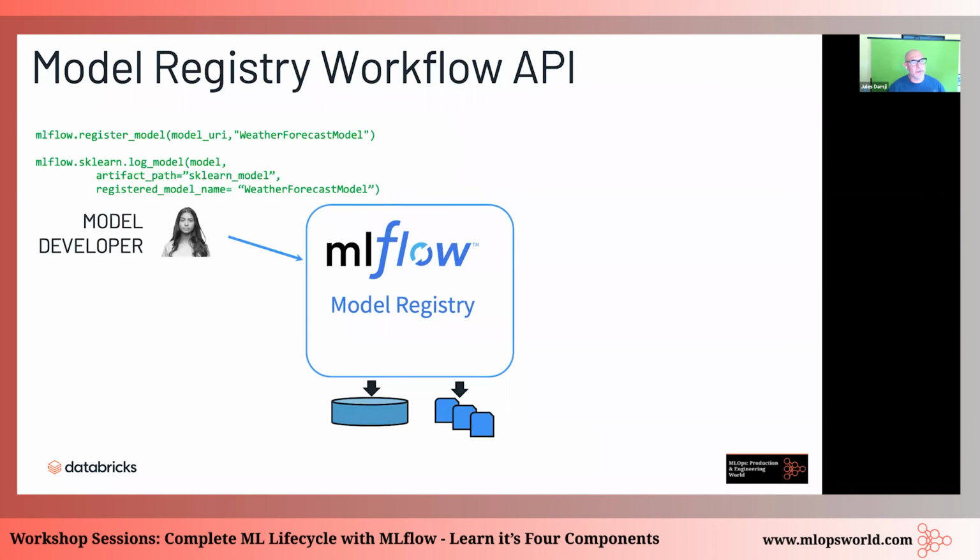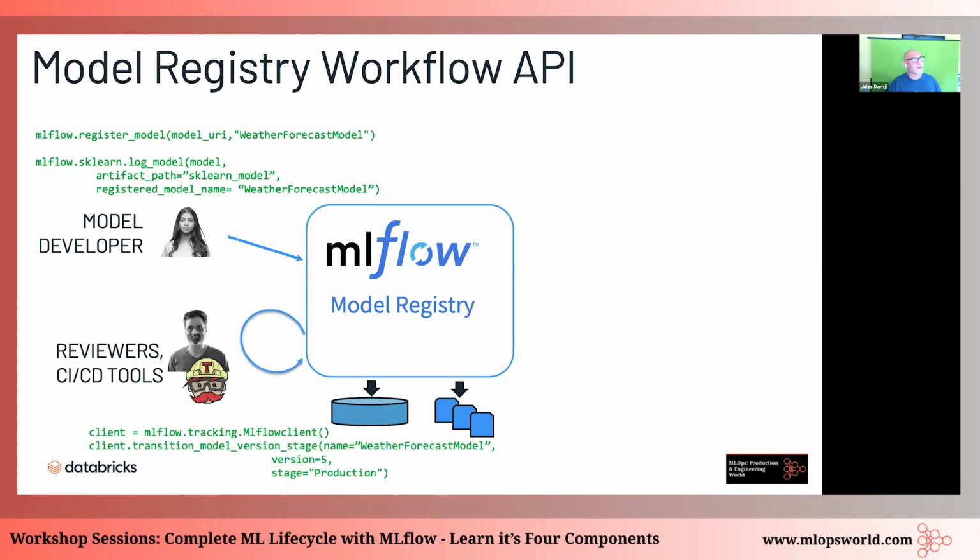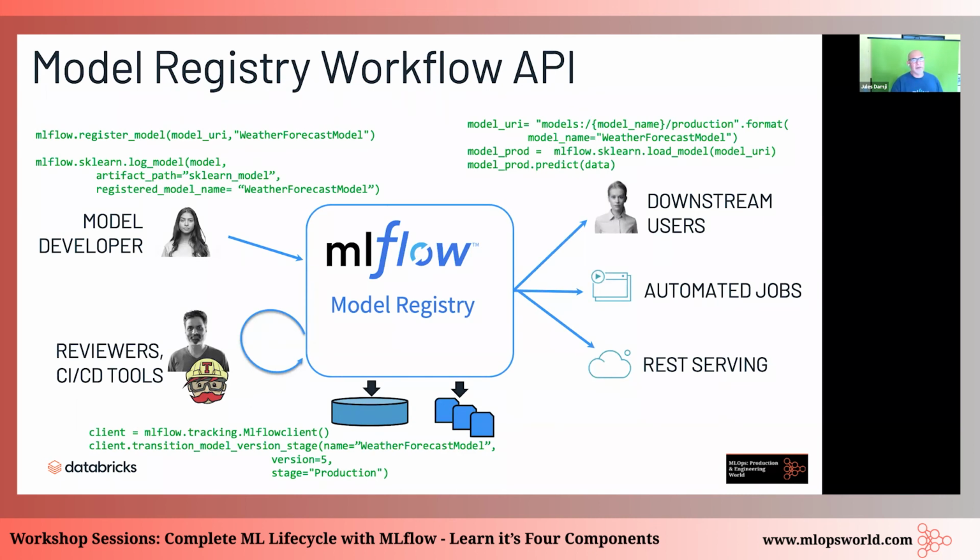So the workflow is very simple. You have a model registry UI that actually takes a model and creates a model in the model registry. You have the reviewers who can actually check out a particular version of the model to see it, and then update it to production if the tests and everything pass. And then the downstream people can actually use the API to check the particular production model, and the automated jobs can also check that model and then do the serving.